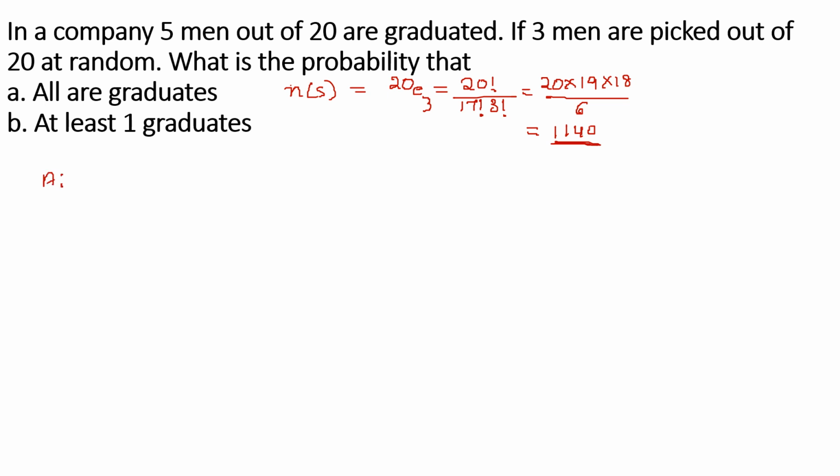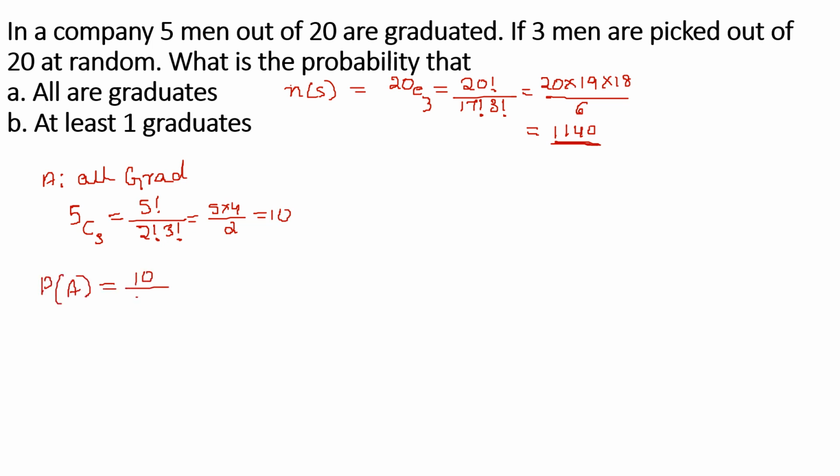So let A denote all are graduates. There are total 5 people who are graduates. We have to select all 3 people from these 5. That is possible in 5 factorial divided by 2 factorial into 3 factorial, so that will be 5 into 4 divided by 2, 10 ways. So the probability that all are graduates is equal to 10 divided by 1140.